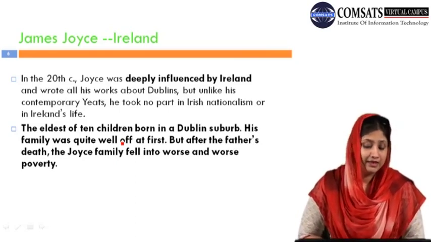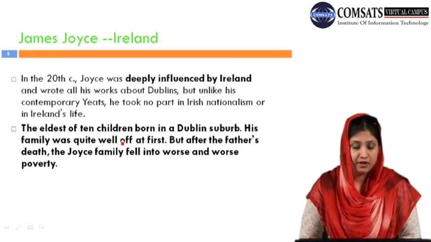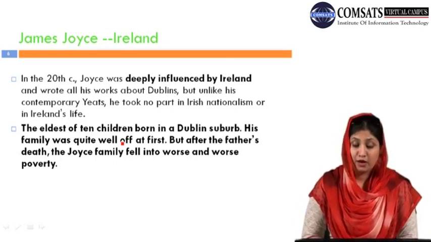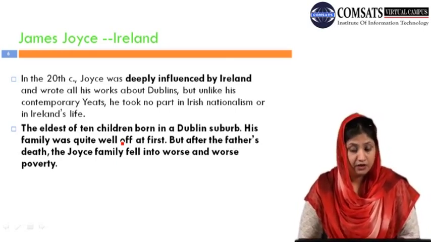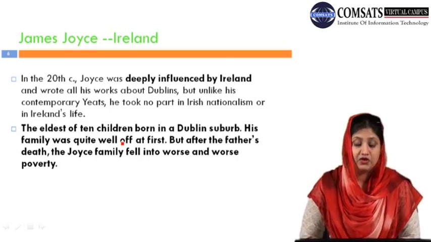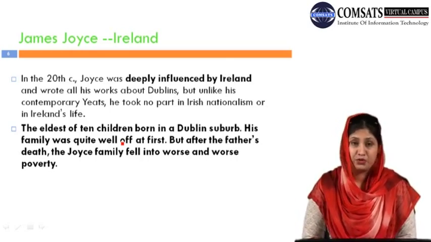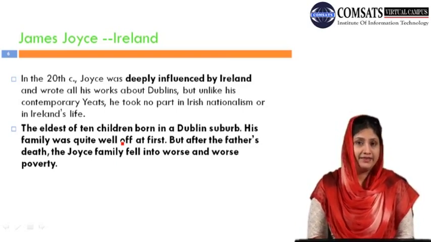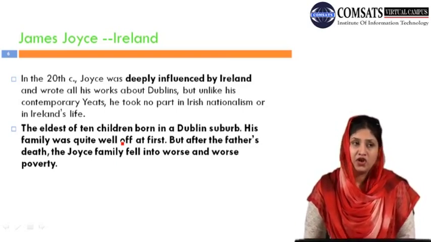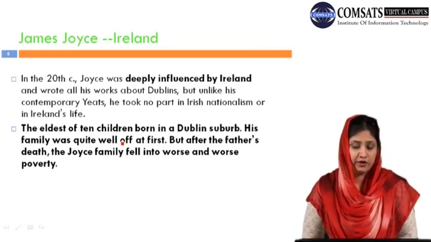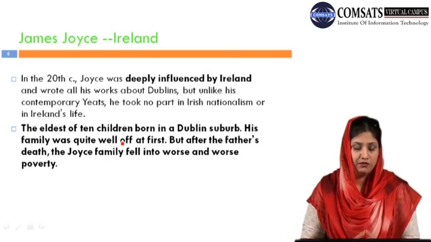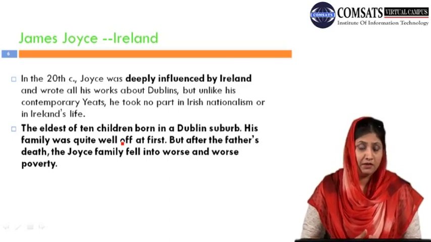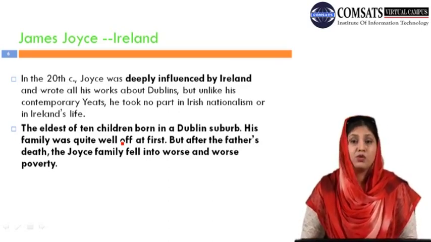The eldest of 10 children born in a Dublin suburb, his family was quite well off at first. But after the father's death, the Joyce family fell into worse and worse poverty. So this bit will give you an orientation of James' domestic front. And you find that he was the eldest of 10 children, so you see the number of family members he has. And although he was very well off in the beginning, after his father's death, they faced worse poverty.